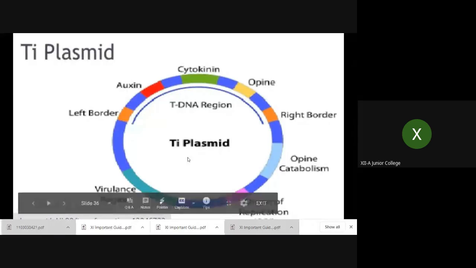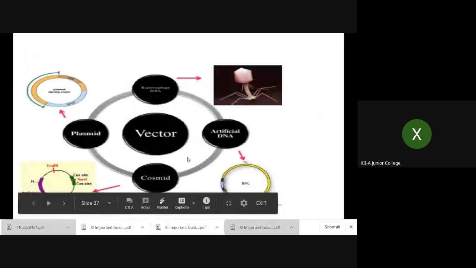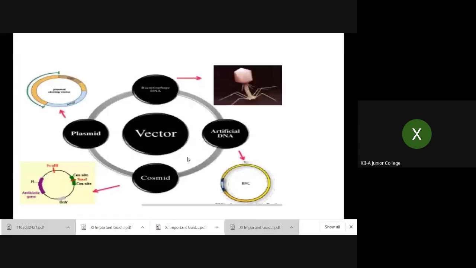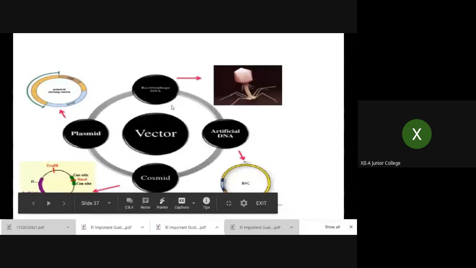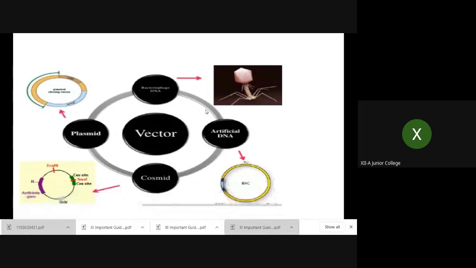Okay, then see, this diagram shows all different types of vectors, that means plasmids, cosmids. Plasmid examples are also given, and the cosmid, which is a plasmid along with cos sites. Then artificial DNA, it might be YAC or BAC. YAC is yeast artificial chromosome, or BAC, that means bacterial artificial chromosome. And one more vector is the bacteriophage; the bacteriophage diagram is also shown. So these are the different types of vectors used as biological tools in our DNA technology.